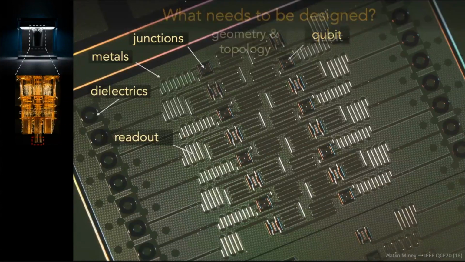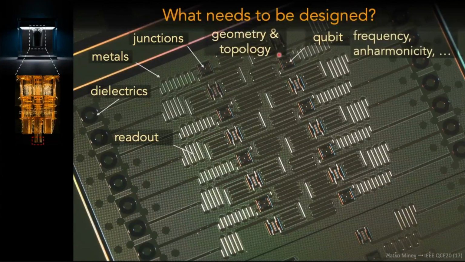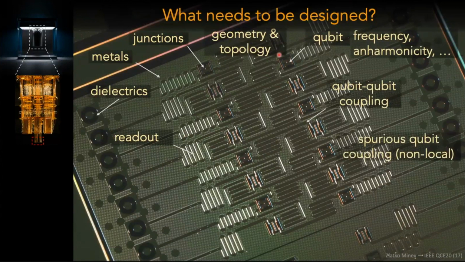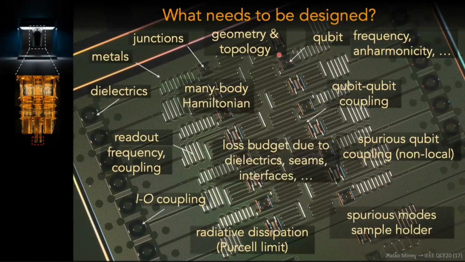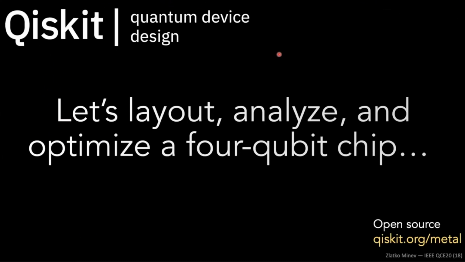So what do you need to design? Well, you need to design the geometry, topology, the frequencies of all the qubits, the different couplings between them, local and non-local, the many-body Hamiltonian, the input-output coupling, the dissipation, Purcell, and spurious modes, loss budget. Basically, there's a bunch of stuff. There's quite a lot that one needs to worry about. So we'd love to have this approach handle all of that at once. So that's what Qiskit Metal is in a big picture about. Now, how does it work and how does it make life a little bit easier? Let's do this by an example, by laying out, analyzing, and optimizing your first 4-qubit chip.